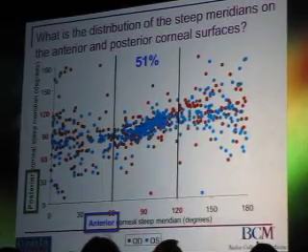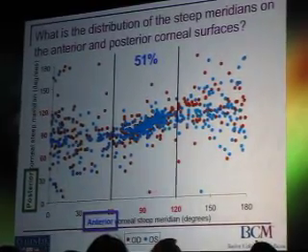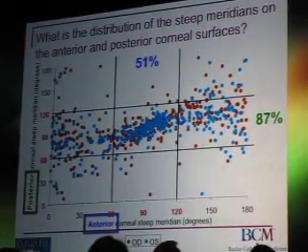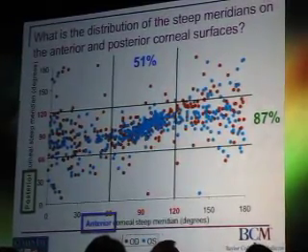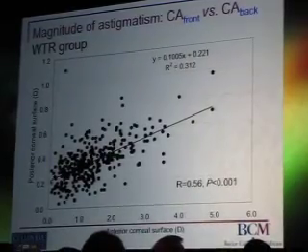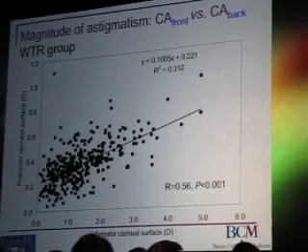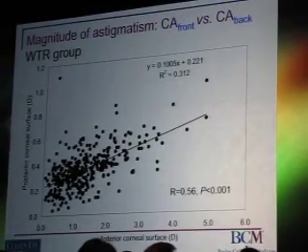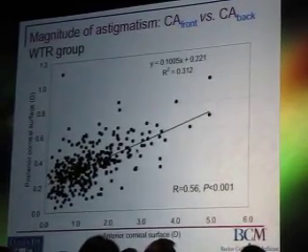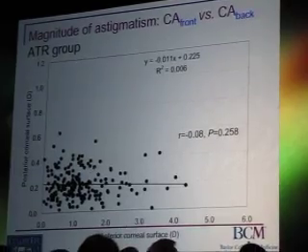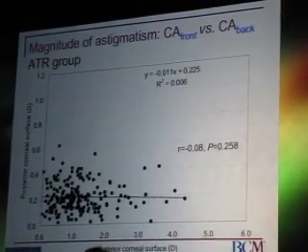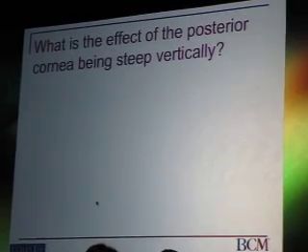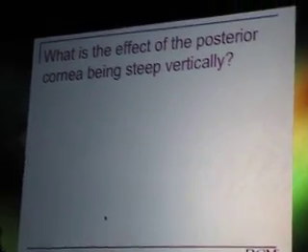By contrast, on the posterior surface, this is the vertical meridian, 87% were steep along the posterior surface. Well, when you look at the relationship between the front and the back, on the with-the-rule eyes, the more curvature on the front, the greater the curvature on the back. Interestingly, however, in the posterior surface, there was really no correlation between the magnitude of the curvature of the back and the front. So what's the effect of the posterior cornea being steep vertically?